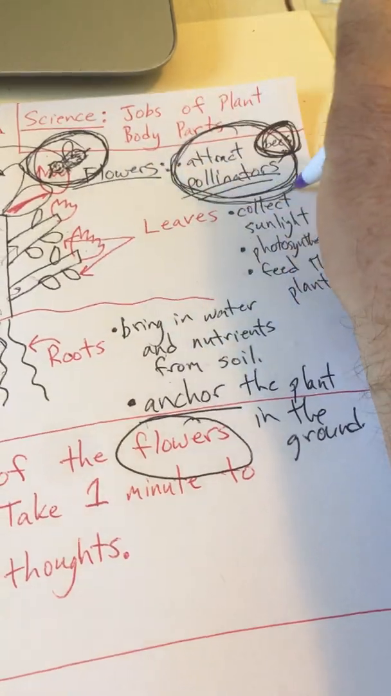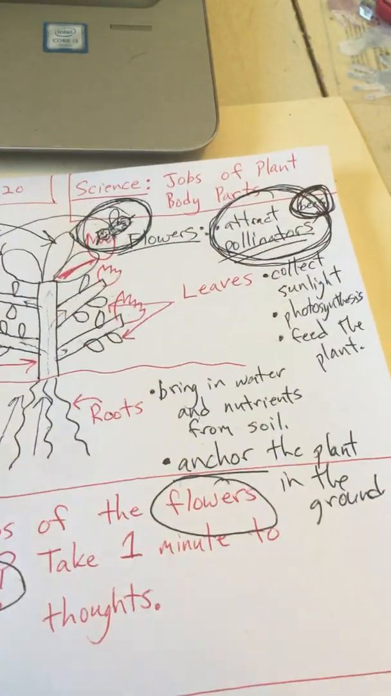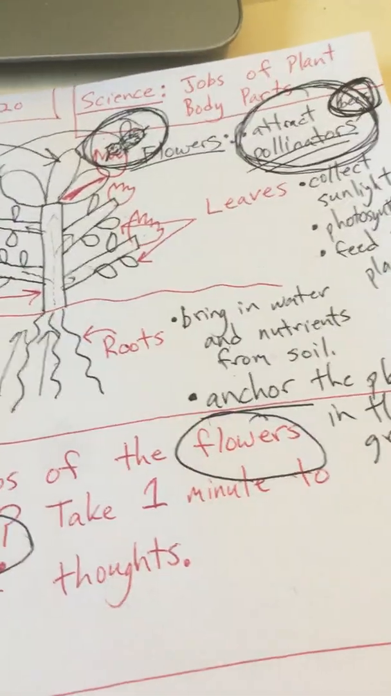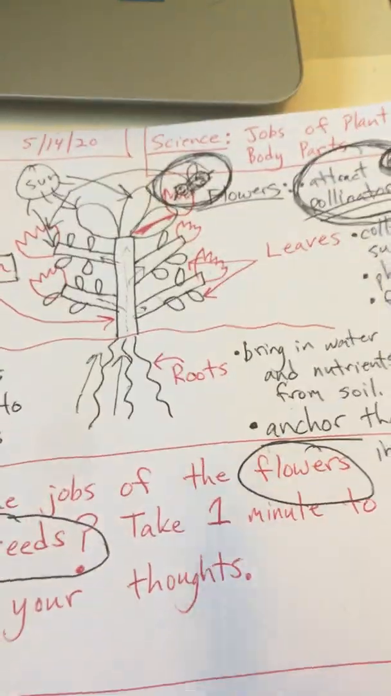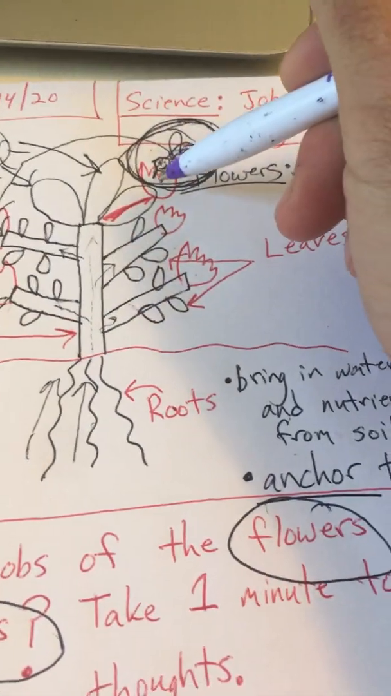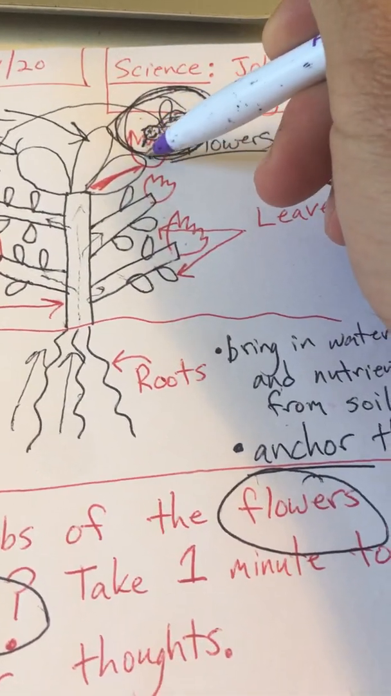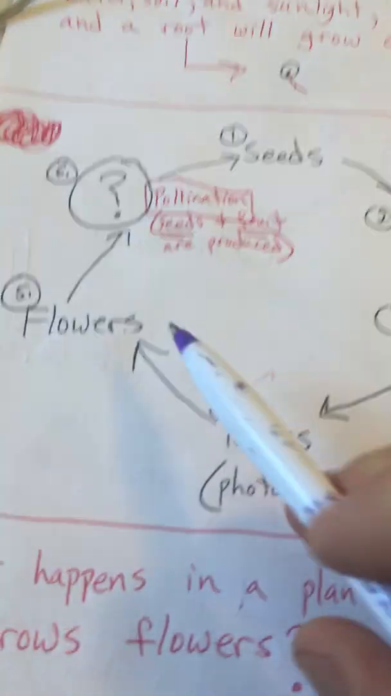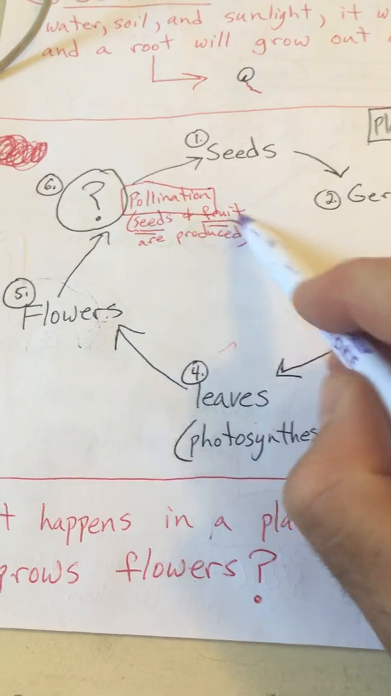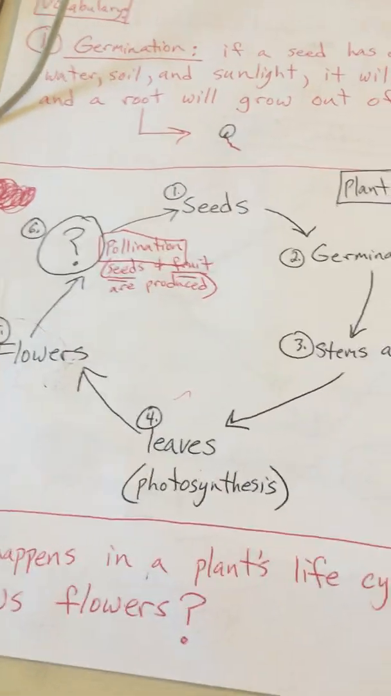They want those bees to say, "Ooh, that looks nice. Let me go get some nectar from there," right? So they are attracting pollinators with those flowers. All right? And like we learned the other day, those flowers also have the things in them that will allow for seeds to grow. Okay, so after the flowers, the next stage is pollination. That's when the seeds and the fruit are produced.